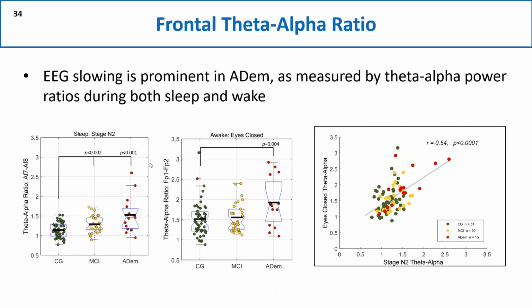Now, if there is slowing, then the theta power should be greater than the alpha power, and then the ratio increases. Here you can see during sleep, a nice tight consolidation around the controls, and the mean shifts up based on these box and whiskers for MCI, and even more so with the AD, where the theta alpha ratios are significantly lower in the control versus the MCIs or the ADs. During eyes closed, there's a bit more scatter, and we only see significant differences in the theta alpha ratios between the controls and the Alzheimer's group.